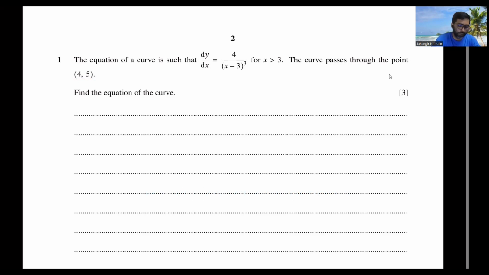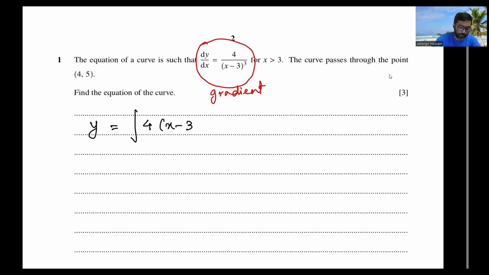dy by dx, that's the gradient. Now we have to find the equation of the curve. So from the gradient, if you want to find the equation, you have to integrate the gradient, which is 4 by (x minus 3) whole cube. Let's bring (x minus 3) to the numerator, so the power will be negative, dx. So to integrate this one, remember the formula.